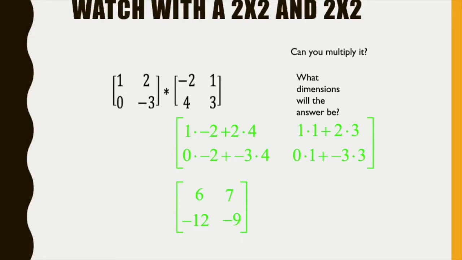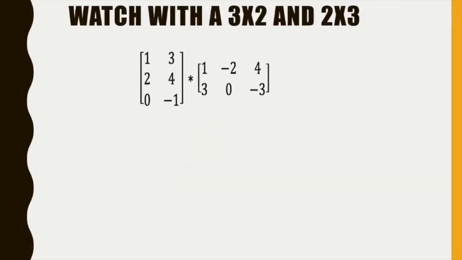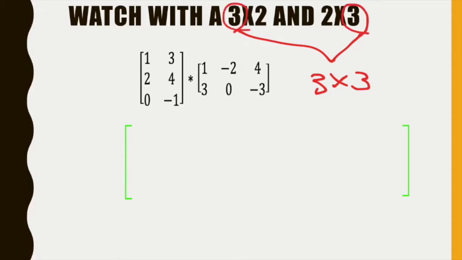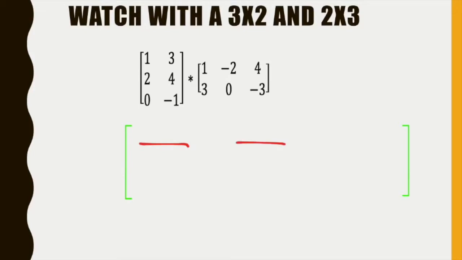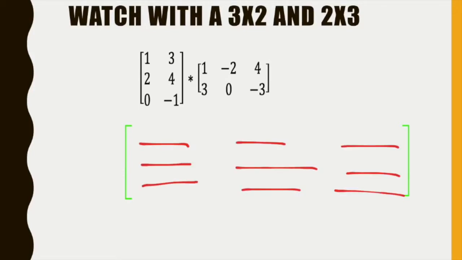We've just done a 2 by 2. Let's move up to a little bit higher. We're going to do a 3 by 2 and a 2 by 3. Let's just check what the dimensions of our answer will be. We know we can multiply it because the middles are the same. And the answer will be a 3 by 3 because of these numbers here. So we'll have 1, 2, 3. We'll do that 3 times. Okay?